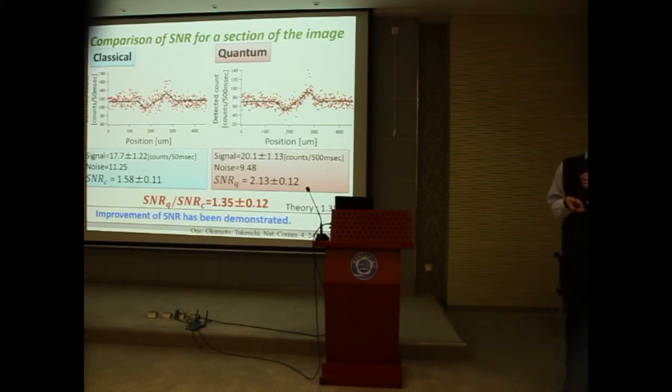However, as I have shown you, our visibility is high but limited to 95%. And also, we still have some overlap of the adjacent beams. If we include those factors, the theoretical prediction is 1.35. So this result matches the theoretical prediction pretty nicely.